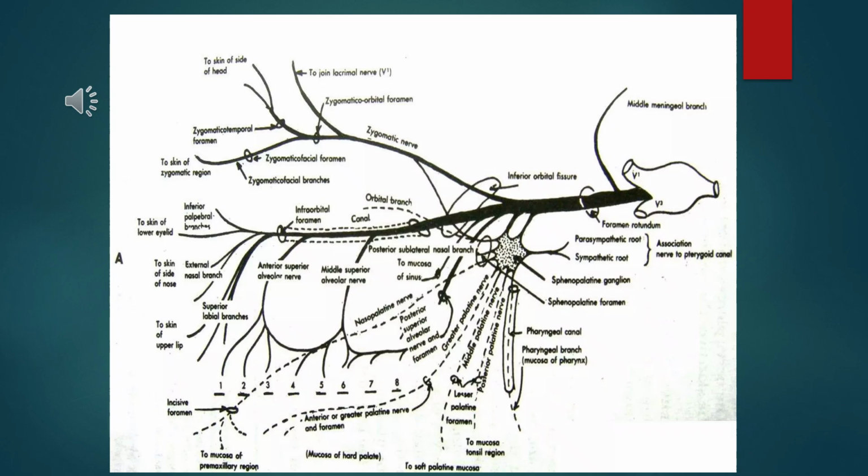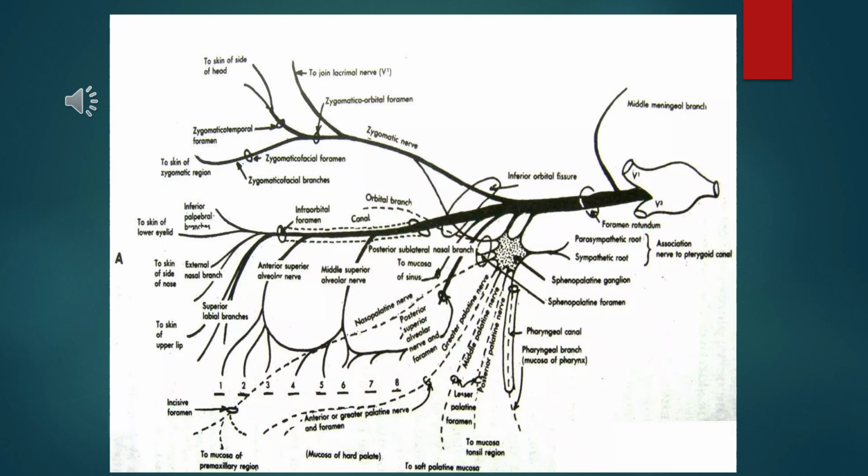Then it enters the foramen rotundum, and first it gives the zygomatic branch, that is the zygomatic nerve, which leaves the pterygopalatine fossa and enters the orbit through the inferior orbital fissure. In the middle of the orbit, it divides into two branches, zygomaticoorbital and zygomaticotemporal.